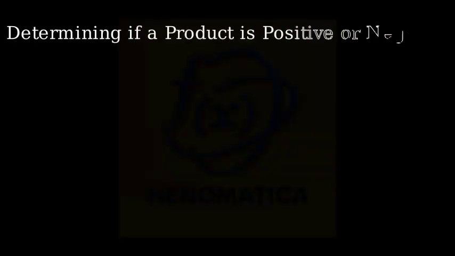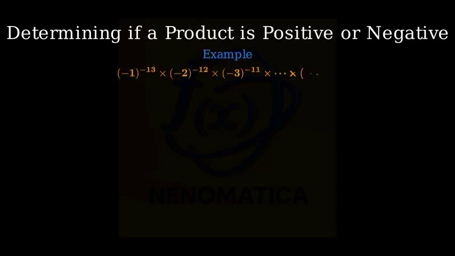Welcome to this math tutorial. Today, we're going to determine whether the product of negative numbers is positive or negative. Let's examine this example. We need to determine whether the expression negative 1 to the power of negative 13 times negative 2 to the power of negative 12 times negative 3 to the power of negative 11, continuing all the way to negative 45 to the power of 31, is a positive or negative number.